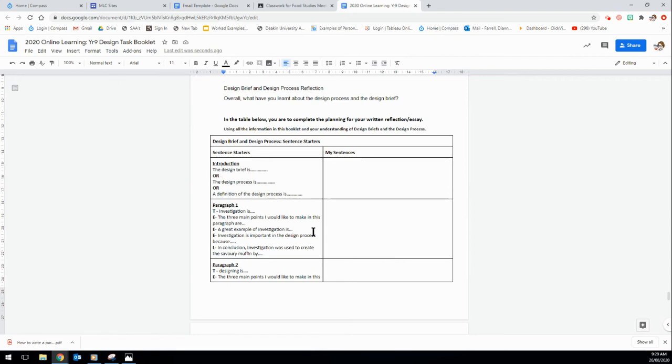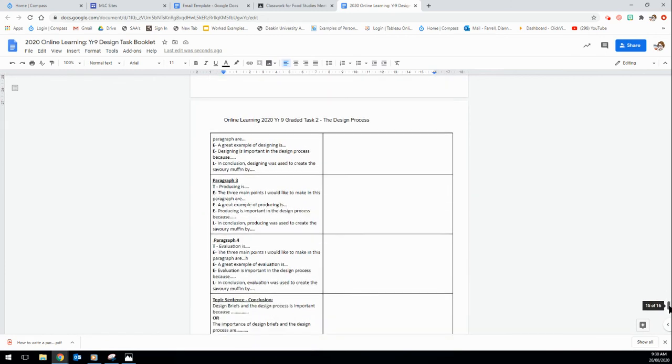Again, I will say again that sentence starters are not just for people who don't know how to write or find writing difficult. Okay, sentence starters are there for everybody. So this also can become a planning document for even those who are really good at essay writing. So you're going to slowly work your way through.